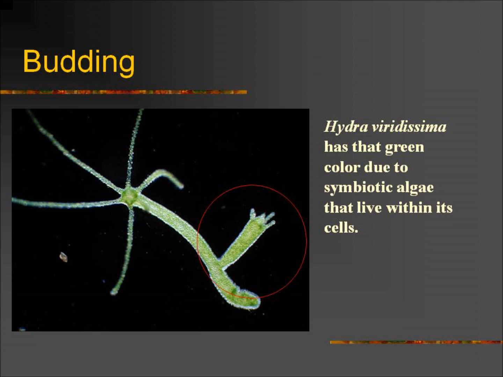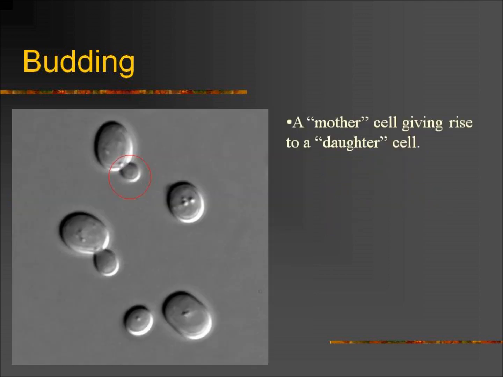All right, that's budding in a multicellular animal. Budding can also occur in single-celled organisms. Here we see a picture of yeasts, just common yeast that they use to make bread, or that are found floating around in the atmosphere and so on.